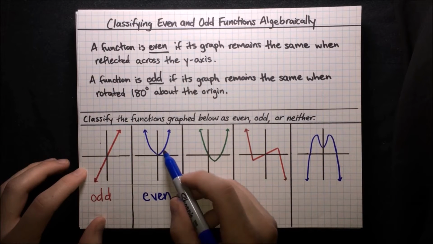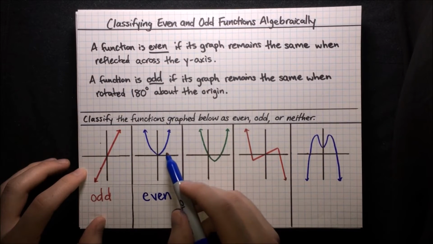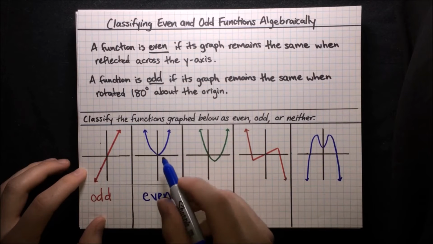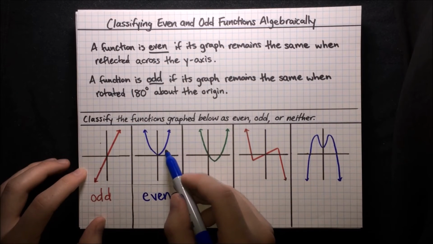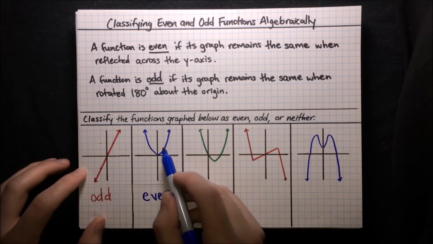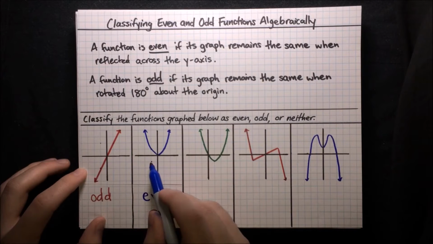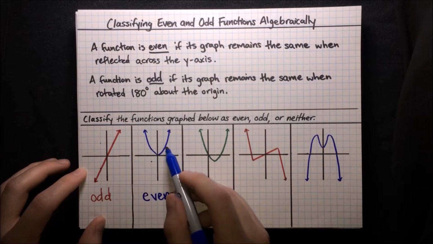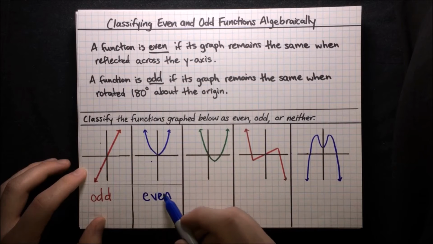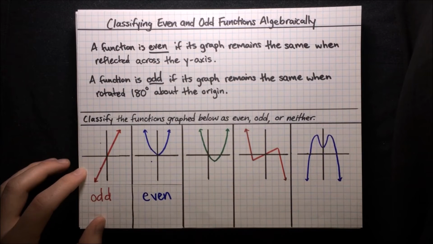And just to be sure it's not odd, let's actually check that as well. We just need to see if the function stays the same after rotation of 180 degrees about the origin. We can take that point 1, 1 and rotate that 180 degrees about the origin. That falls on this point right here, -1, -1, but that's not even on the function. So the graph would change and therefore the function could not be odd because its graph changes.